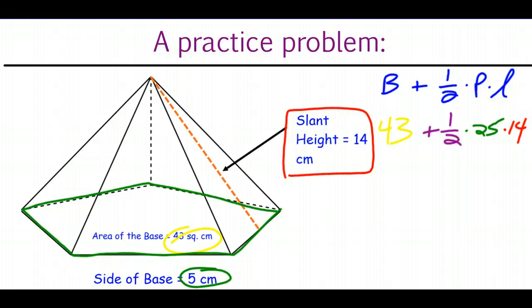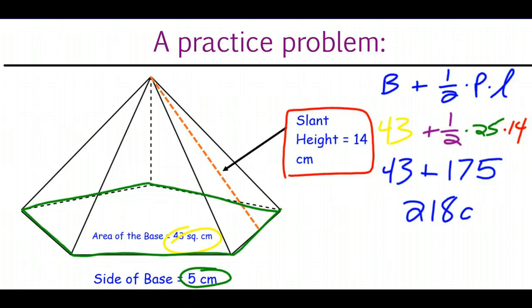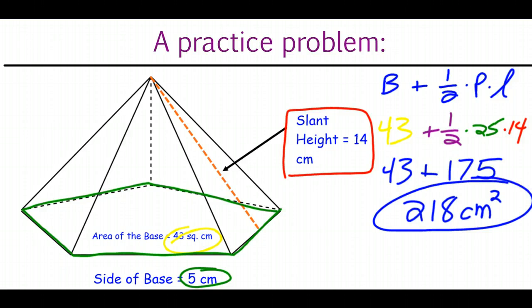Now when we multiply all of these things together and add, we have 43 at the base, 1/2 times 14 is 7, and 7 times 25 is 175. 175 plus 43 is 218 centimeters squared. So that is the area for that particular pyramid, and this is the formula being outlined in yellow for the surface area of any pyramid that you might find.